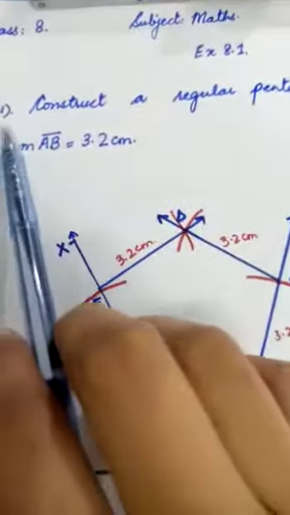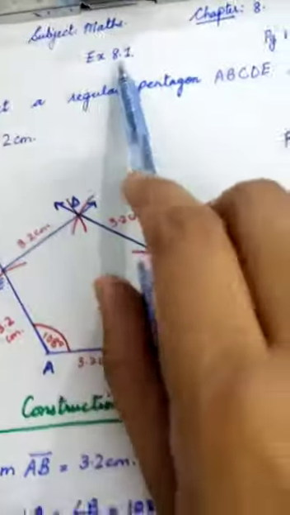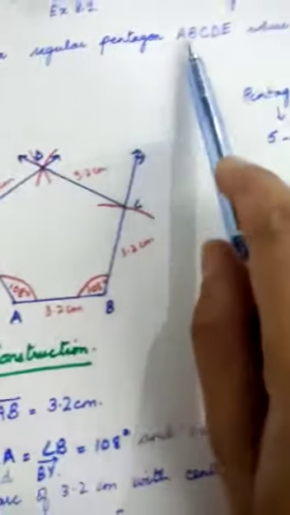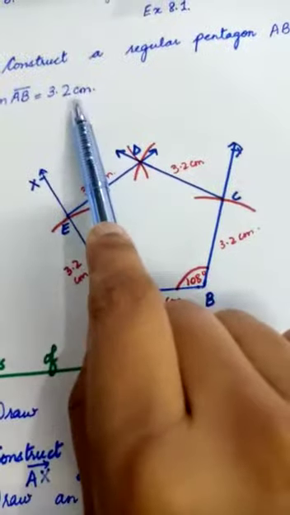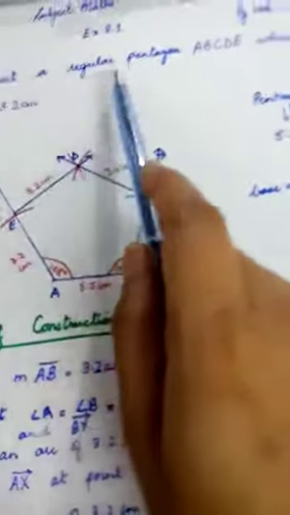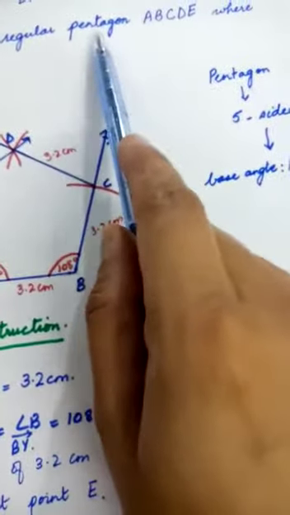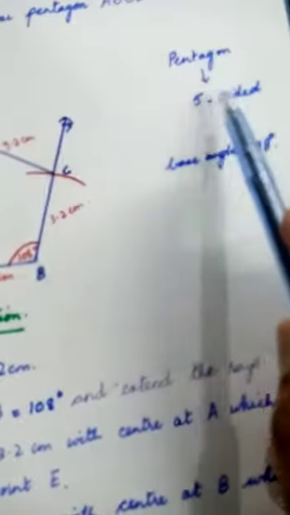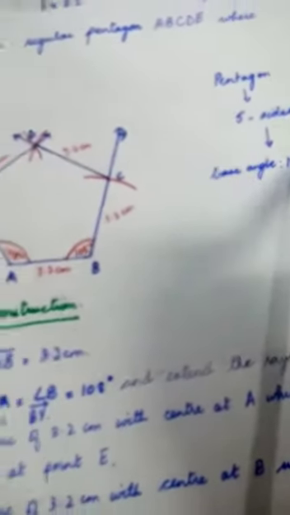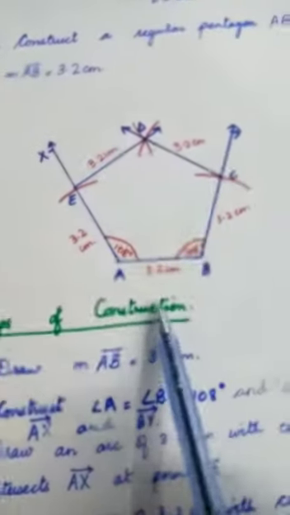In this video, I will start question number 11 from exercise 8.1, that is on page 146. Construct a regular pentagon ABCDE where measurement AB is equal to 3.2 centimeter. For the regular pentagon, you already know that a pentagon is a 5-sided closed polygon and each of the base angle is of 108 degree. Now we will start with the construction of the pentagon.